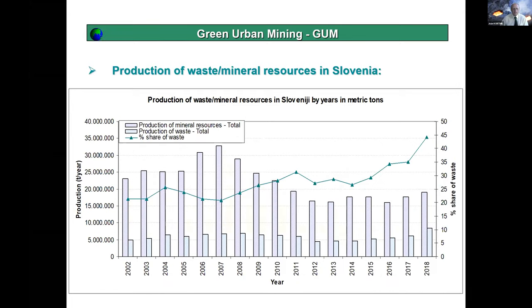But it is very interesting if we compare this number with the production of waste, mostly municipal solid waste plus industrial waste in the case of Slovenia. The first bar shows the production of mineral resources and the second bar shows the production of waste. If we compare from 2002, we can see that the ratio between production of mineral resources and production of waste went up after 2014 and is now around 40 to 45%. Before, it was around 20 to 25%.